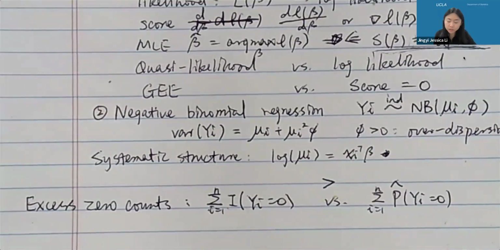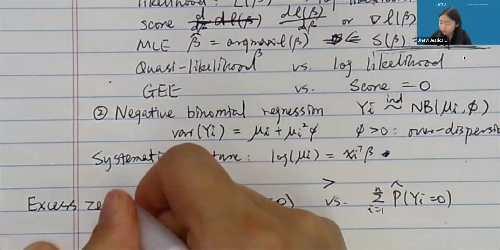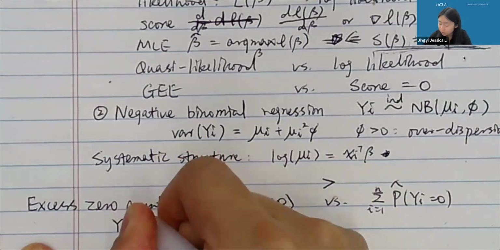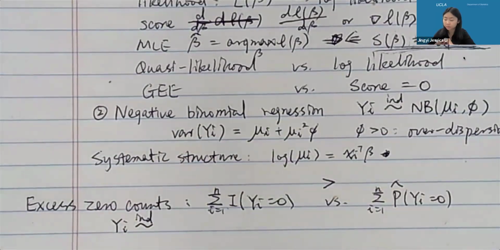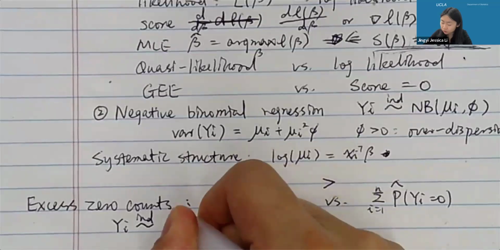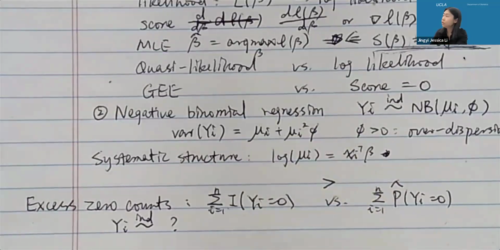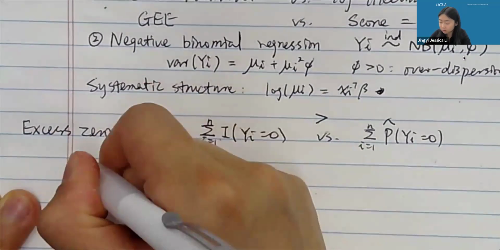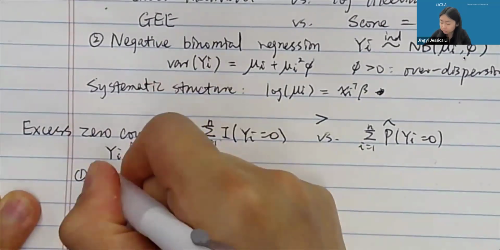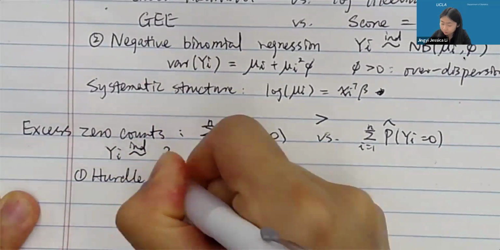There are two ways to think about it. Basically, what we need is to introduce yi's distribution as a zero-inflated version of the count distribution. So what distribution should it be? There are two types of models that account for zeros. One is called hurdle models.